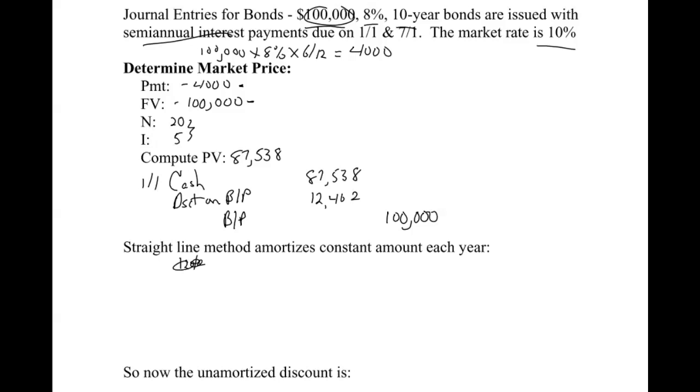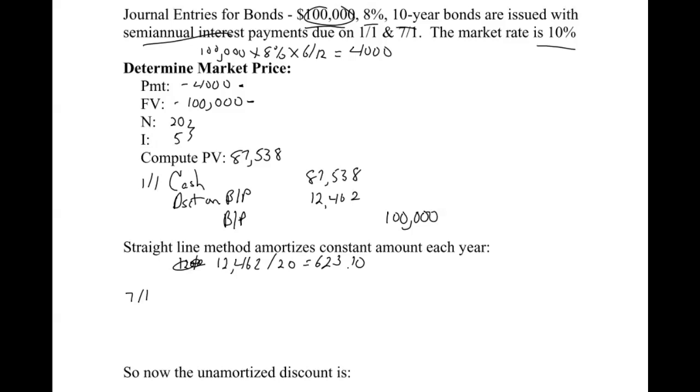All right, so straight line, take the discount, 12,462, and divide it by the number of periods, which is 20. Okay, so that works out to be $623.10. All right, so what that means is when we get to our interest dates, every 6 months we are going to recognize interest expense and we're going to pay out our $4,000 in interest.